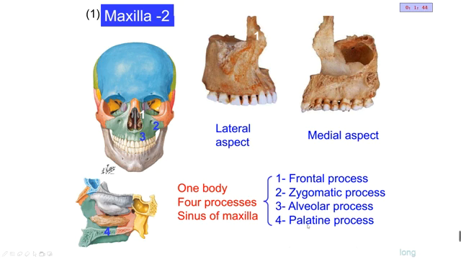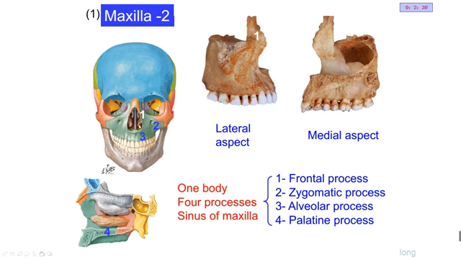The fourth one is the palatine process. You see, this picture is the medial aspect of the maxilla. The green one is the maxilla. The right bone here is the palatine bone. So this process is the palatine process. This part and the palatine bone form the upper palate. The upper palate is the roof of your oral cavity.